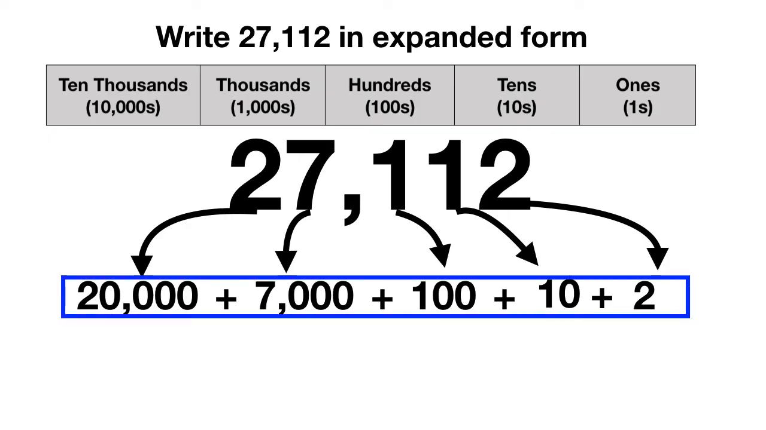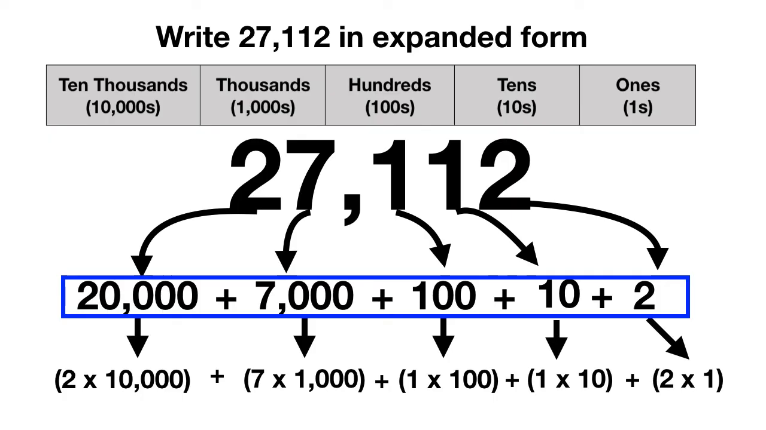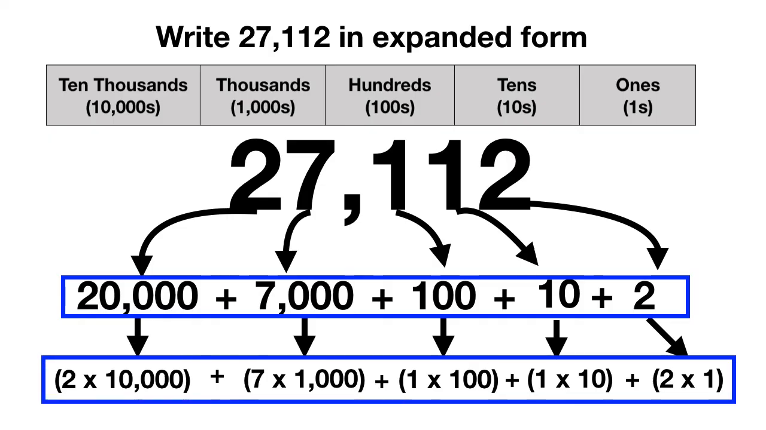That's the first way you can write this number in expanded form. What's the other way you can write it in expanded form? Well, you can write 20,000 as 2 groups of 10,000s. 7,000 is 7 groups of thousands. 100 is one group of hundreds, 10 is one group of tens, and 2 is two groups of ones. Here's the other way to write this number in expanded form.